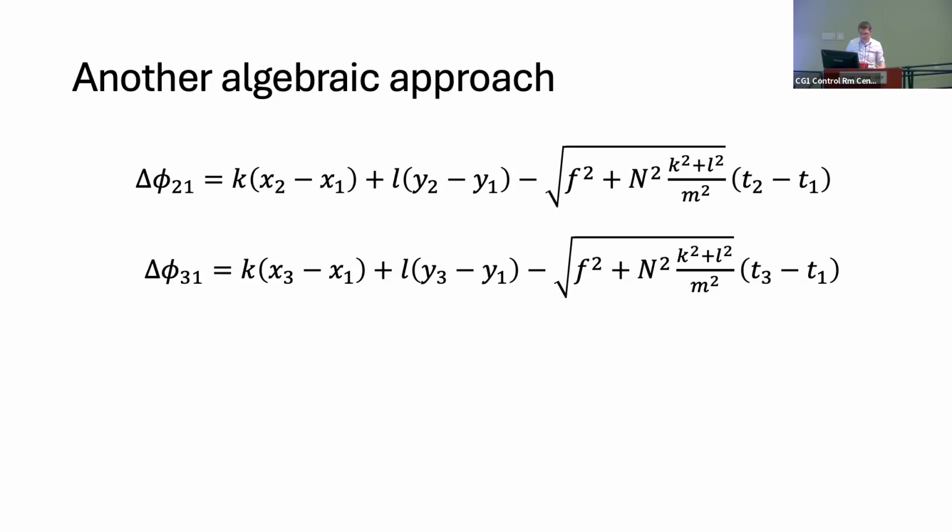Now we have F and N, the Coriolis and Brunt-Väisälä frequencies, but those are easy to calculate. We can treat them as constant for the rest of today. And so now we have 2 equations, again with 2 unknowns. I put a minus sign in front of the square root instead of a plus or minus, because there's that directional ambiguity, the waves I mentioned earlier.